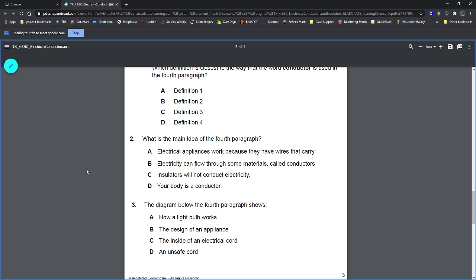Question 2, what is the main idea of the 4th paragraph? So this is asking about just paragraph 4.